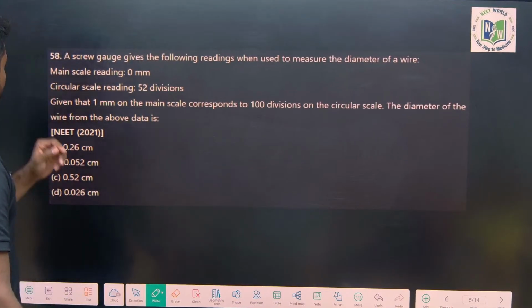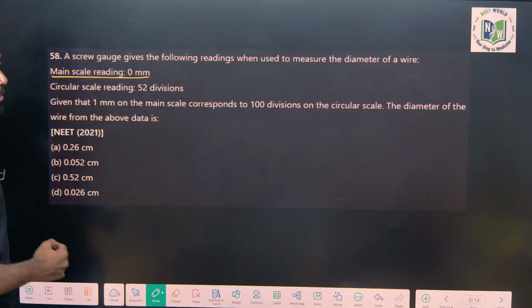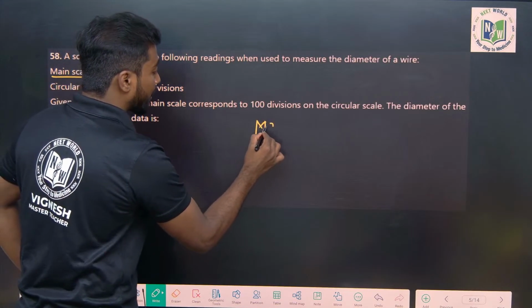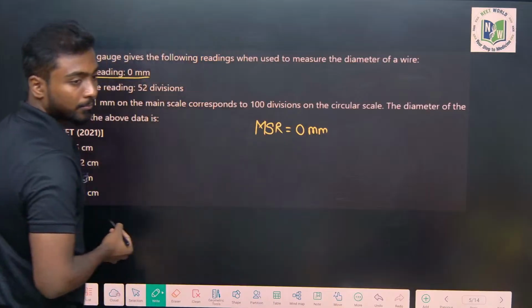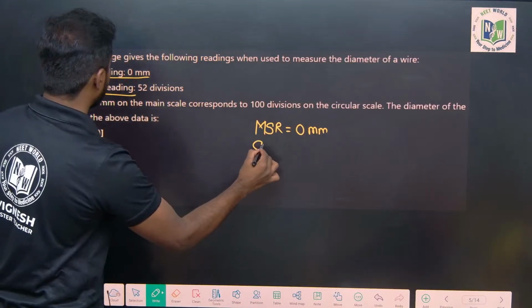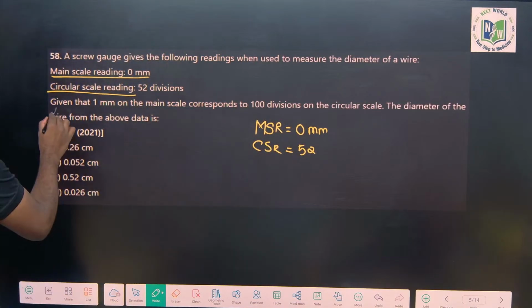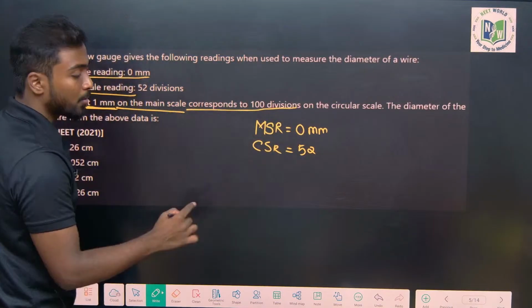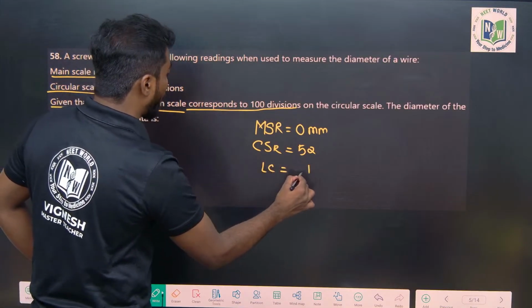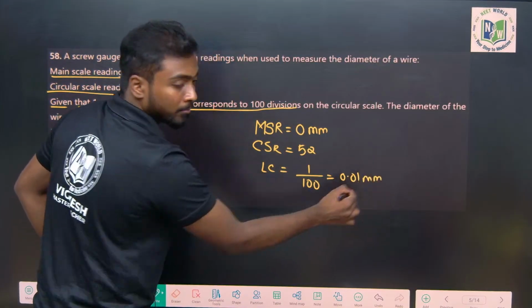So listen, a screw gauge gives the following readings when used to measure the diameter of the wire. Main scale reading they have given, let me write down, main scale reading equals 0 millimeter. What about circular scale reading, CSR? CSR will be equal to 52 divisions. Given that 1 millimeter on the main scale corresponds to 100 divisions, which means least count will be 1 divided by 100, which is nothing but 0.01 millimeter.